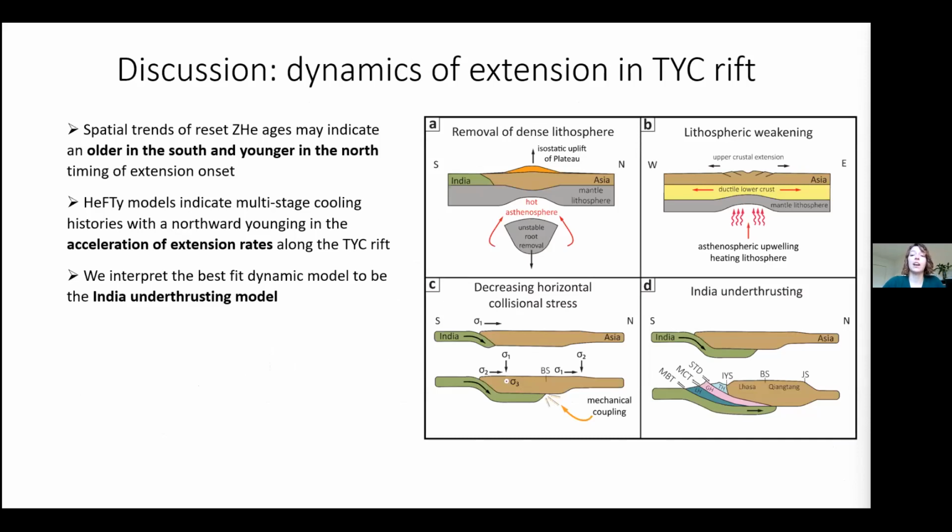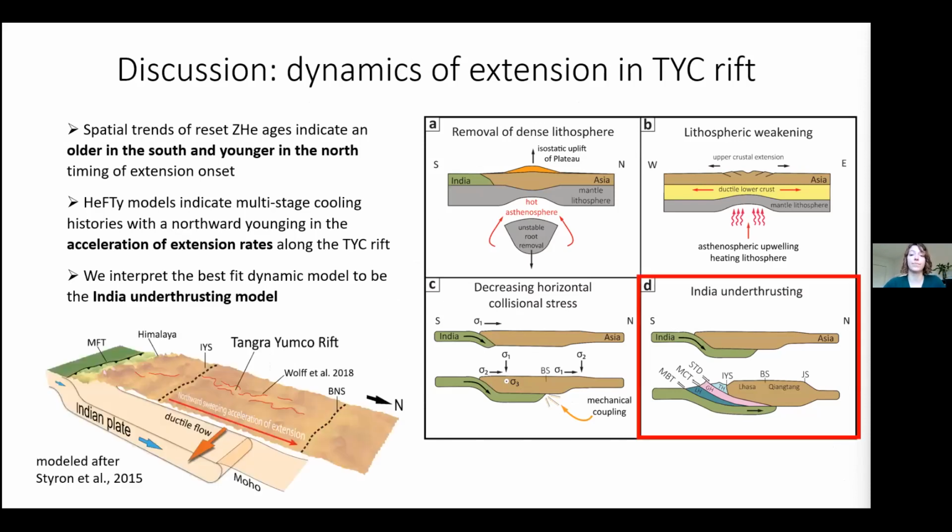The spatial trends of our reset zircon helium ages may indicate an older in the south and younger in the north timing of extension onset, and HeFTy thermal models indicated multi-stage cooling histories with a northward younging acceleration of extension rates along the TYC rift. Therefore, we interpret the best fit dynamic model to be the India underthrusting model.